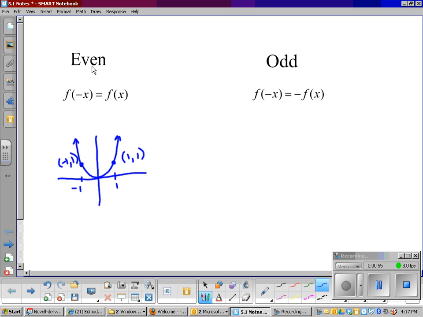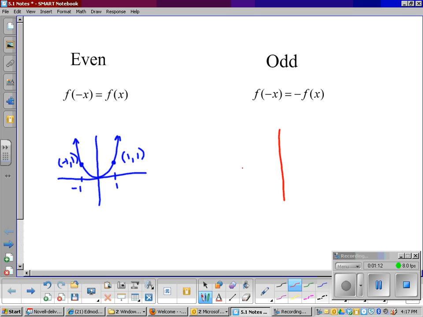Now, just because the function starts out even as a parabola, that doesn't mean that if I shift it, it's still going to be an even function. It's just the parent function that we're talking about that is an even function. Now, we can look at the odd function in a similar way.